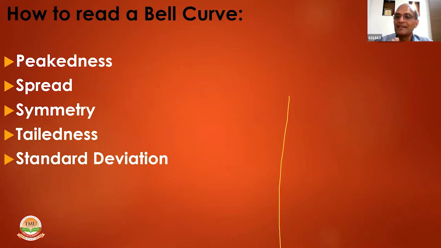Symmetry. Whether the curve is symmetrical or asymmetrical. Symmetry deals with whether the curve is skewed on the right side or on the left side. Then you have tailedness. How long are the tails? When we talk about two tails, how long they are and how fat they are. That is tailedness. And then, of course, I spoke about standard deviation. So these are the five parameters I would like to use while interpreting, understanding, and reading the bell curve.